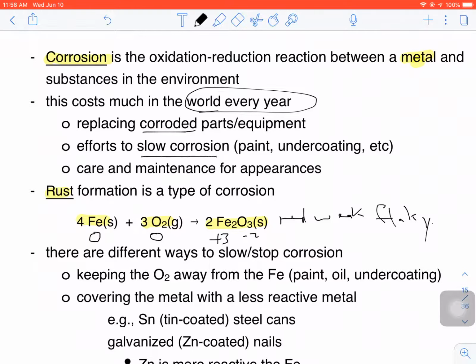Well, if I want to slow it down, if I can put a barrier between the metal and the air that's going to oxidize it, then I can at least slow down the process, if not stop the process. So what can we put between the metal and the air? Well, I can put 1 coat, 2 coats, 3 coats, 4 coats, 5 coats of paint, right?